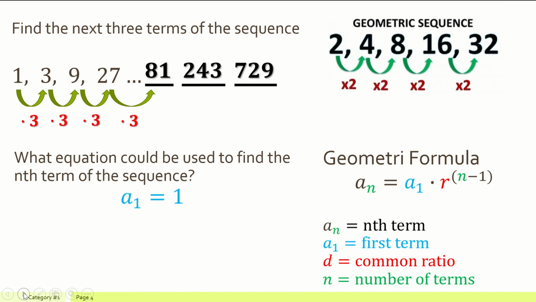So the first term is 1 in the sequence. That's given to us right here. The common ratio was the multiplier times 3. So the geometric formula would read a sub n equals 1 times 3 raised to the n minus 1.